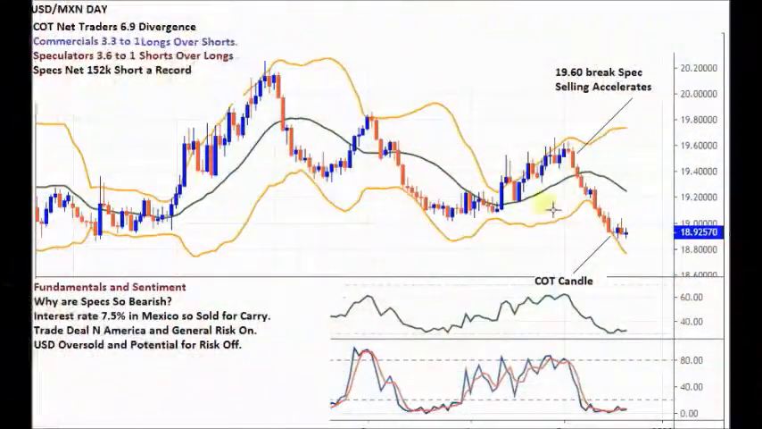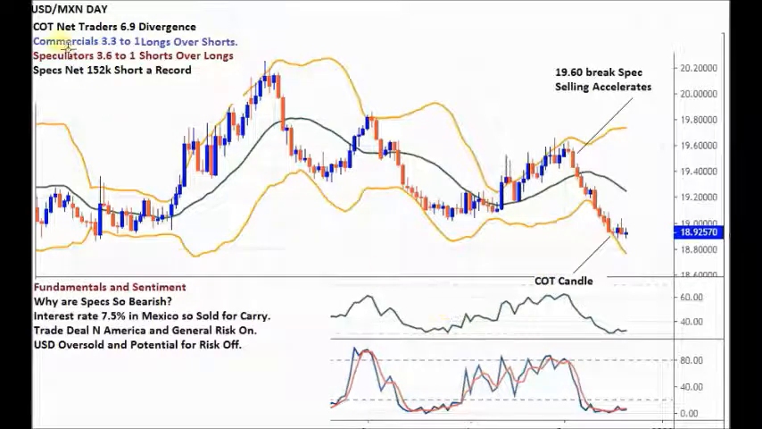Now, in terms of the first trade setup we're going to look at, it's going to be USD MXN. So let's go to the chart. USD MXN daily chart. We'll do the technicals in a moment. First of all, we want to look at how short speculators are, why they're short, and why we could see a rebound in the USD, which has obviously been under pressure. Now we're starting to steady up a bit.